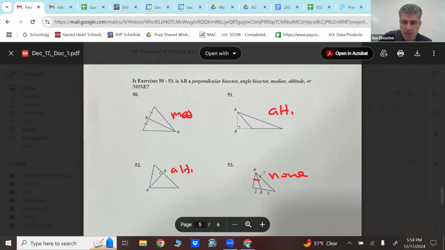Angle bisector, you need to show that those angles are the same. We don't see that. You have to cut sides in half. Perpendicular bisector, you have to be perpendicular and cut something in half, which we don't see. I don't see anywhere else here. An altitude is just going to be perpendicular to one of the sides.